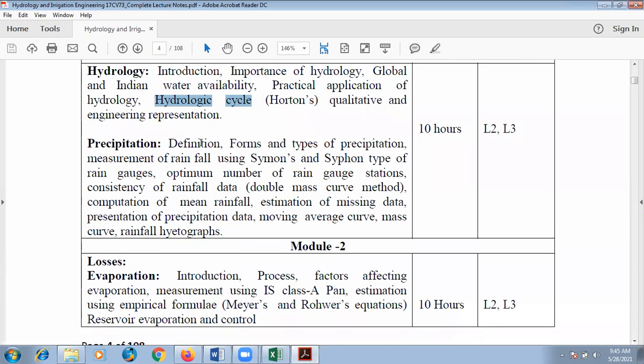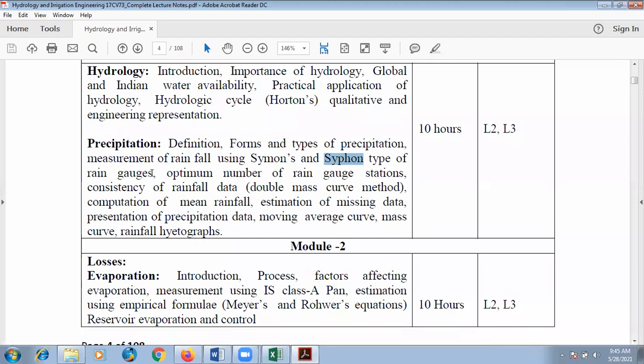All this is known as precipitation. The major component in this respect is rainfall, which comes in liquid form. So forms of precipitation we have discussed, types of precipitation, the cyclonic, orographic, convective, all types of precipitation we have discussed. Then the measurement of rainfall using the Symons non-automatic gauge and siphon automatic gauge.